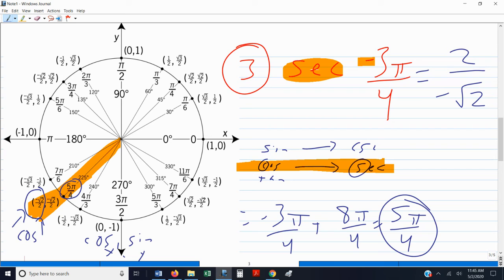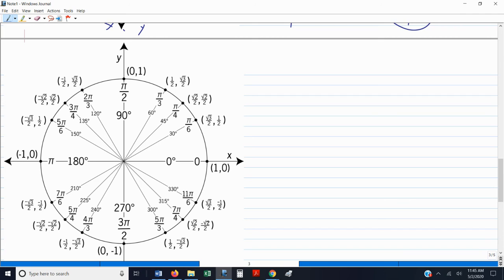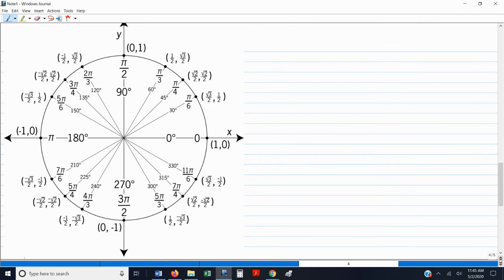And that would be your answer. Okay, the next one is sine of negative 270.